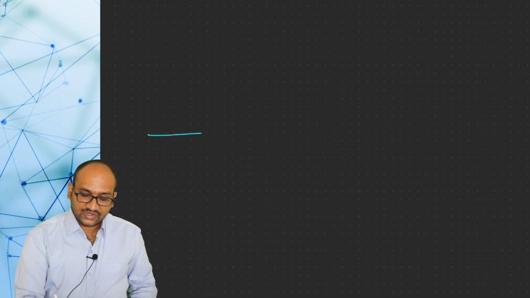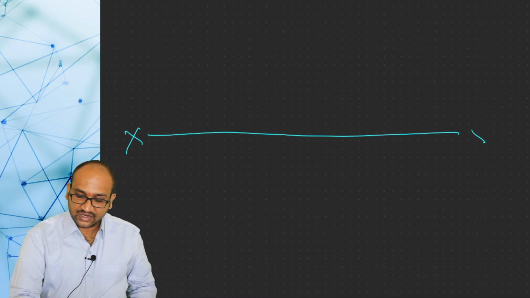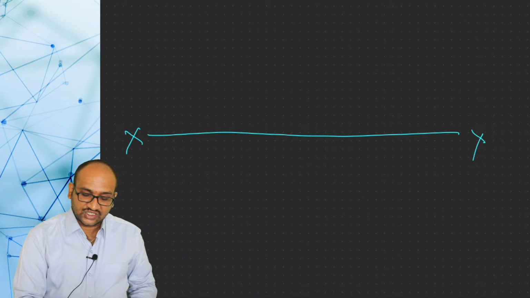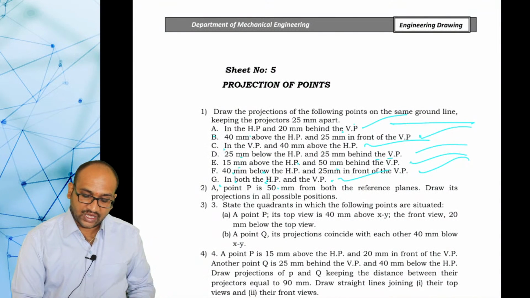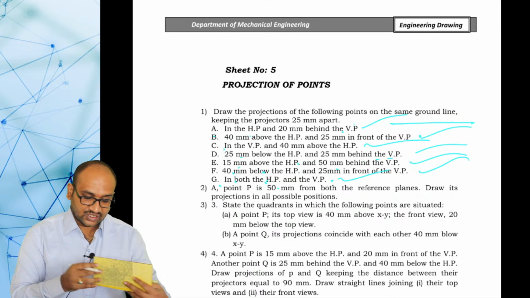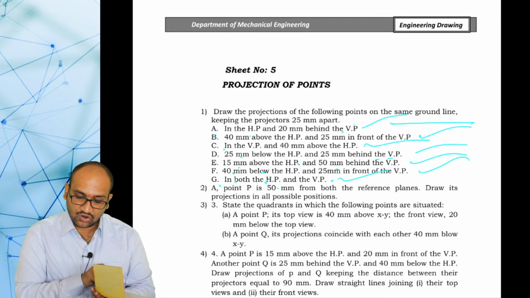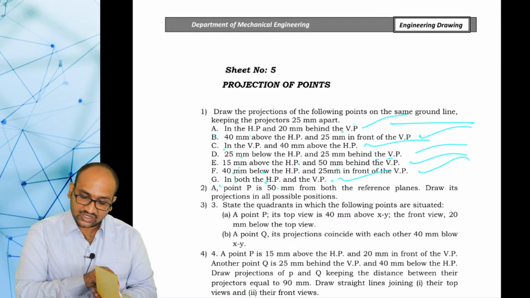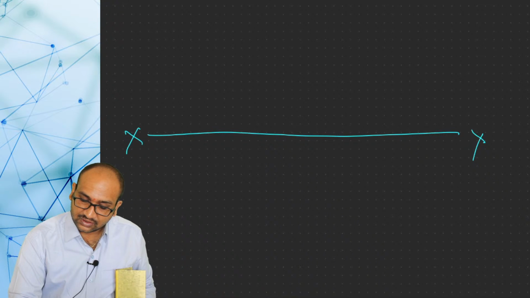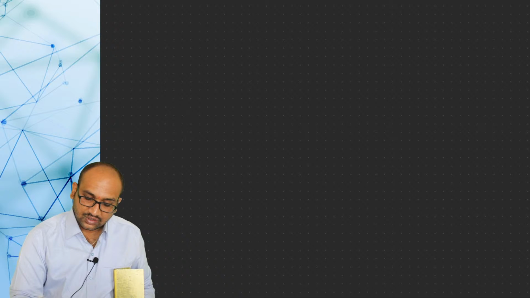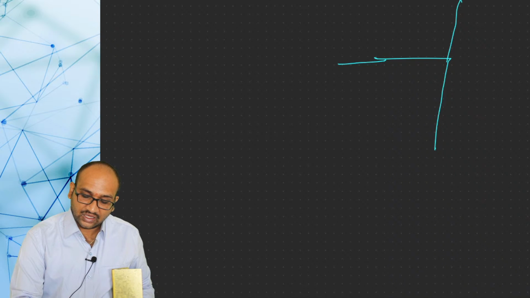So first, for this problem, you draw a reference line XY. The distance between the two projectors is 25 mm, which is also given in the question. Coming to point A, it is in the HP and 20 mm behind VP. This is in the third quadrant. Point A is in the third quadrant, this means your quadrant will be like this. Point A is in the HP. And this is the horizontal plane and this is the vertical plane.